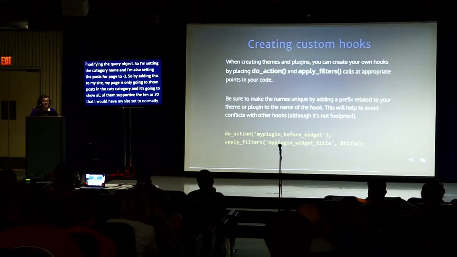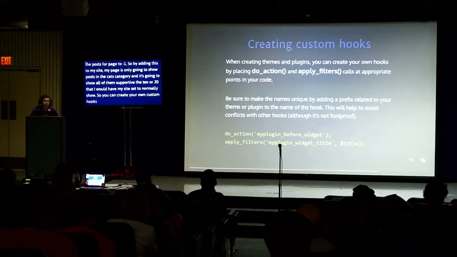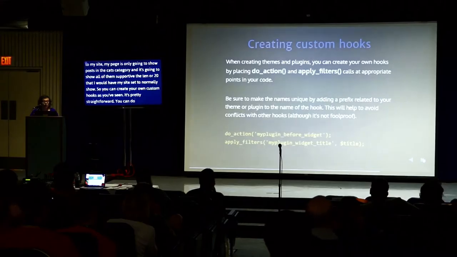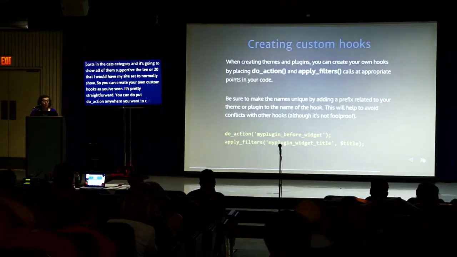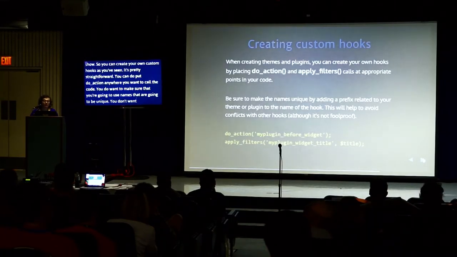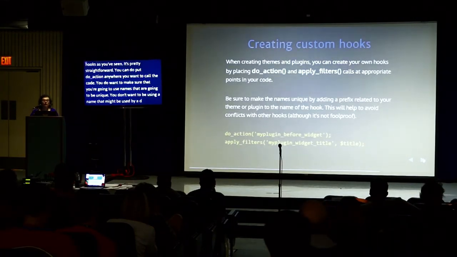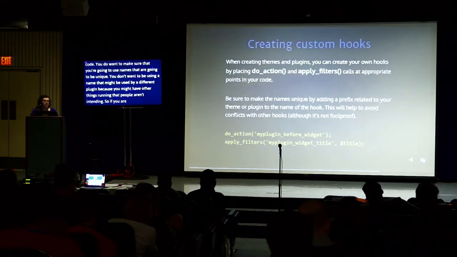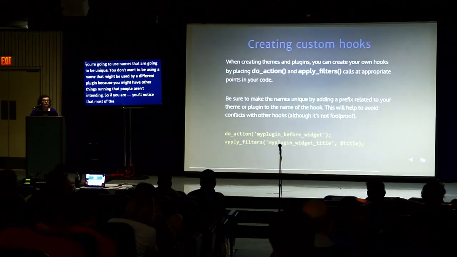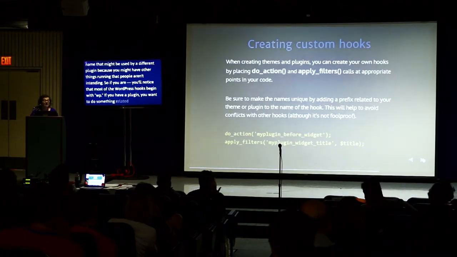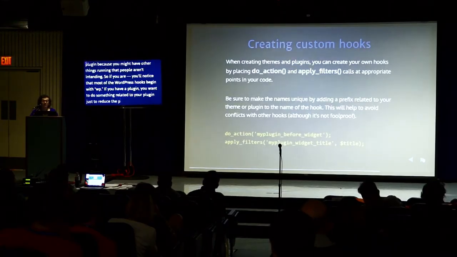So you can create your own custom hooks. As you've seen, it's pretty straightforward. You can put do_action and apply_filters calls wherever you want in your code. You do want to make sure that you use names that are going to be unique. You don't want to be using a name that might be used by a different plugin, because you might have other things running that people aren't intending. So if you'll notice, most of the WordPress hooks begin with wp. If you are in a plugin, you want to prefix your hooks with something related to your plugin, just to reduce the likelihood that you're going to have a conflict. It's still not foolproof, but just be as careful as possible.